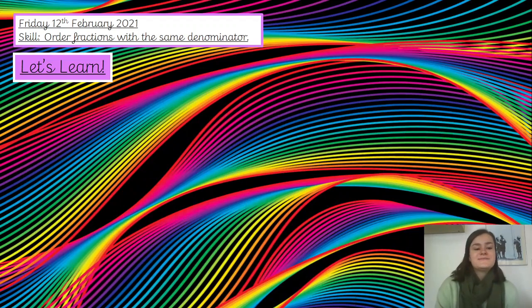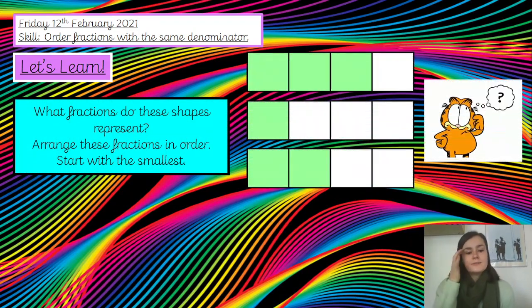Okay, let's have a go at this one then. What fractions do these shapes represent? And then I'd like you to have a go at arranging the fractions in order, starting with the smallest. You can either talk about this or you can write this into your book. Pause the video, off you go.